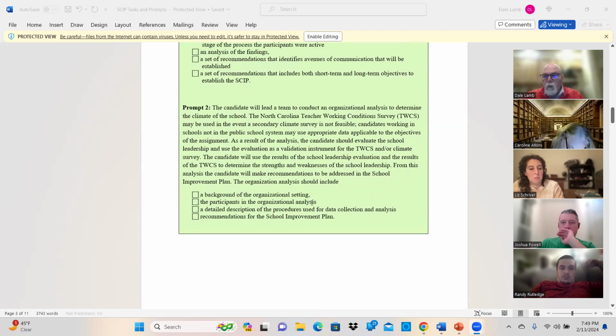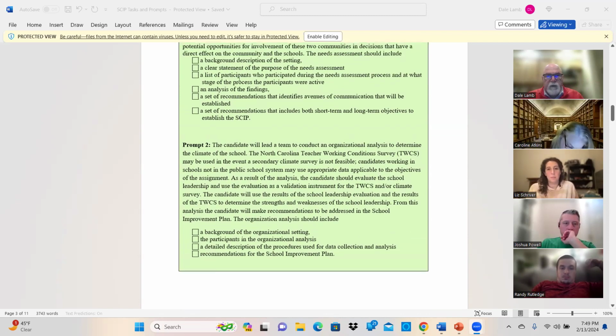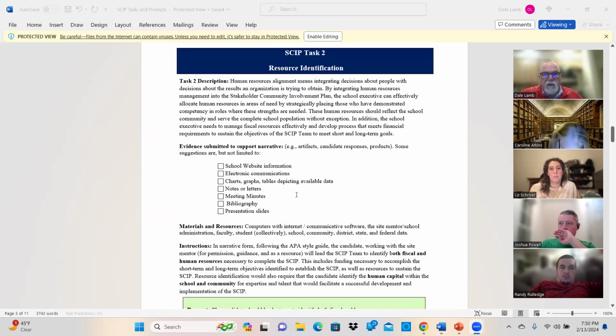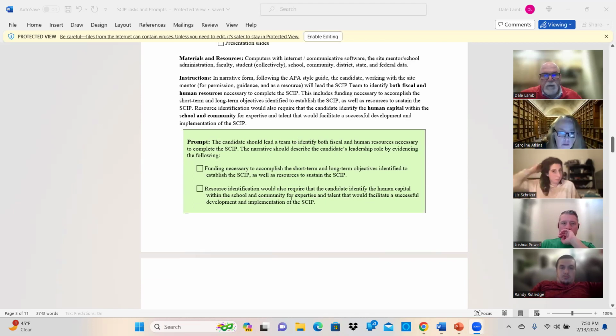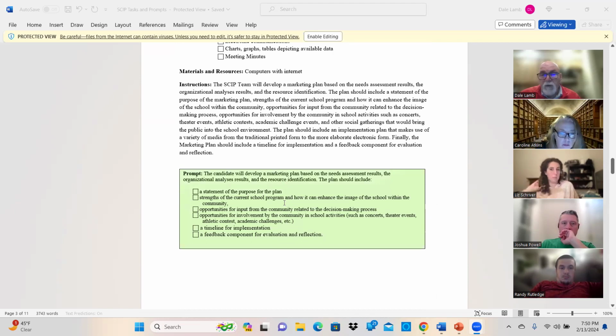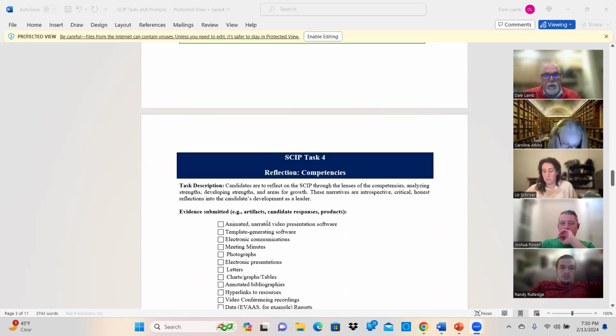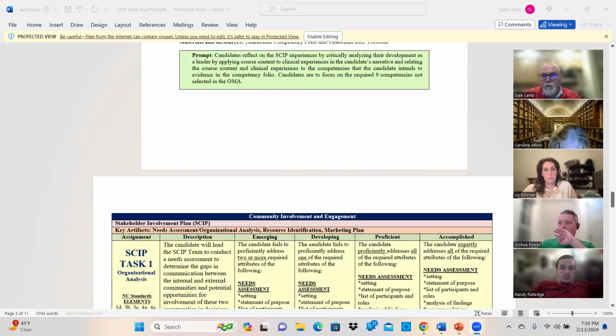So again, you want to look at the parent and community involvement piece for this one to get your needs, your gaps in communication. And this one, you simply look at the strengths and weaknesses of school, not teacher leadership, but school leadership right here. And you make recommendations to the school improvement team. And then you simply identify your resources. What's it going to take? People and money wise. Identify your resources. And then you put your plan together, which is your action plan in 3, and then you write the other competencies in 4.